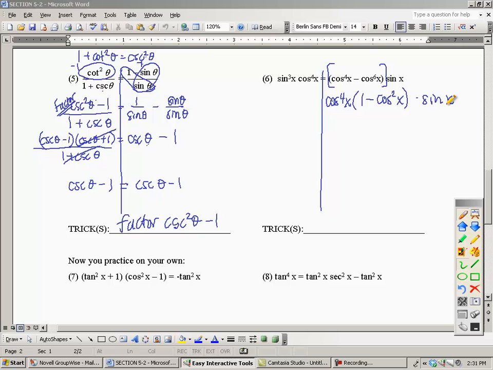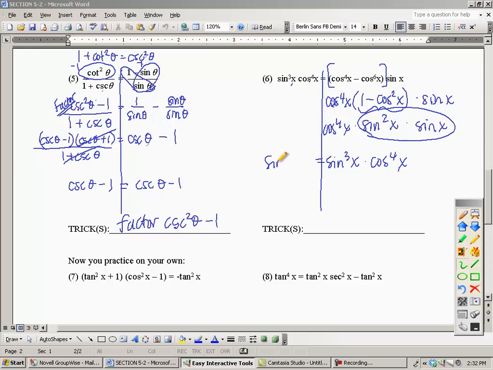And now I'm looking at this, is there anything I can do with that 1 minus cosine squared? Because I have the cosine to the fourth, so that's a good thing. I only have one sine though when I need sine cubed. Ding, ding, ding. Hopefully, you know that this is part of that Pythagorean identity. 1 minus cosine squared is sine squared. So I have cosine to the fourth times sine squared times another sine. Well, sine squared times sine is sine cubed, and then I have this cosine to the fourth.